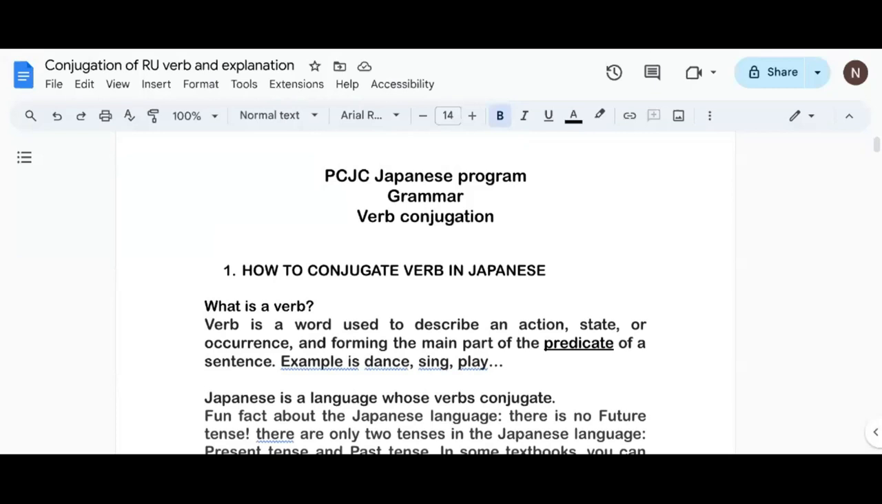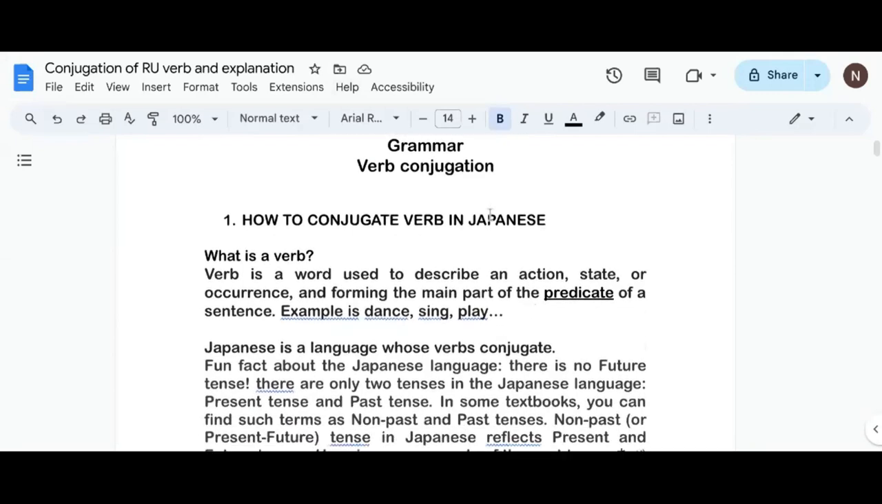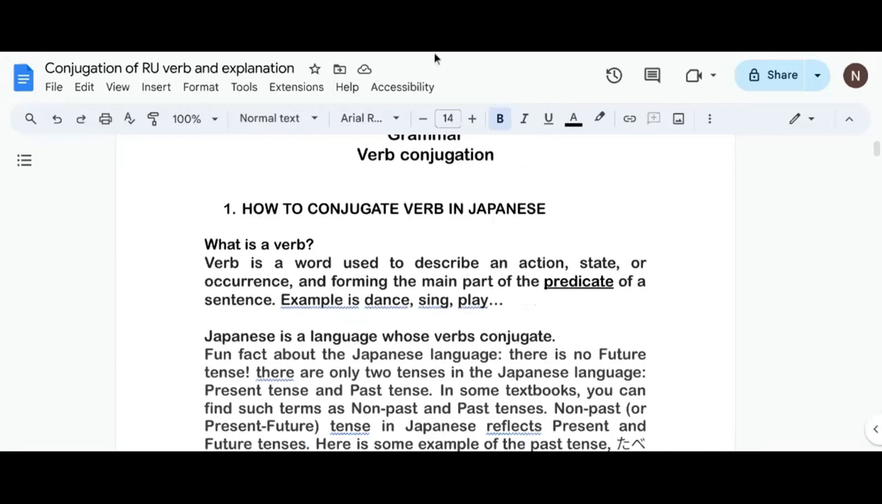How many are we? 31. Okay. If you have any question, you can just ask or raise your hands so that we could at least discuss, okay? So we have now here the verb conjugation. How to conjugate verb in Japanese, okay?